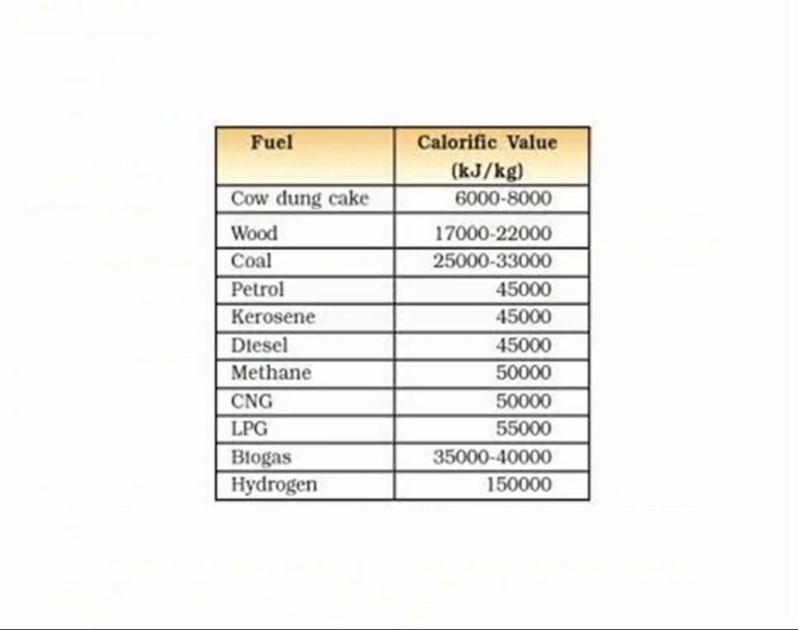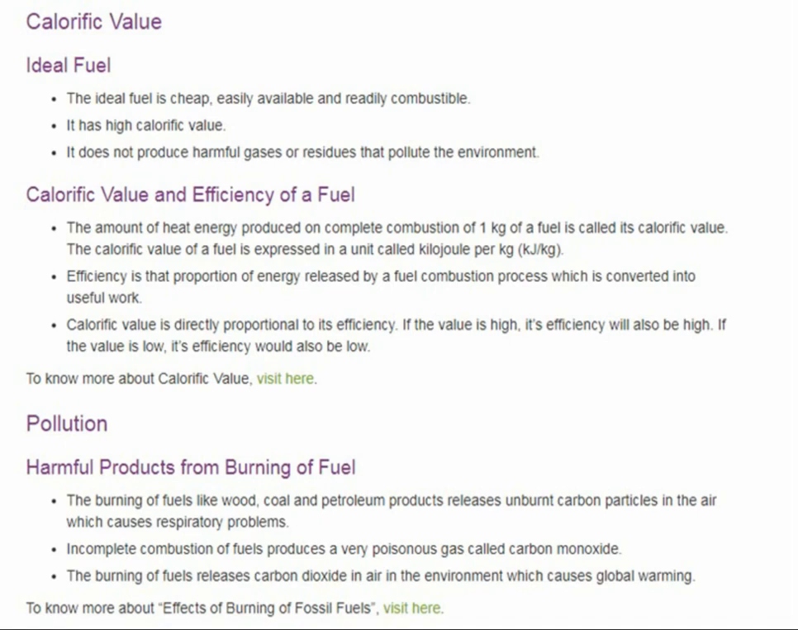So as you can see here, we have a graph that shows us the caloric value that you can see in your NCERT textbook. The lowest starts with the cow dung and it then further goes, and the fuel that has the most amount of caloric value is hydrogen that produces 1,50,000 kilojoule per kg. That's why it is used in rockets, because it produces so much energy and enough to be used in these aircrafts. Now, pollution, harmful products from burning of fuel.